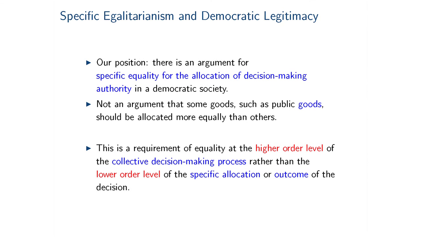Okay? So after thinking about this, our position is that there's an argument for specific equality for the allocation of decision-making authority in a democratic society. It's not an argument that some goods, such as public goods, should be allocated more equally than others. It's a requirement at the higher order level of the collective decision-making process rather than at the lower order level of the specific allocation or outcome of the decision. So to illustrate what we mean by this higher order equality, let's consider a case that we would all think fails to meet a democratic legitimacy requirement, which would be a case of arbitrary exclusion.